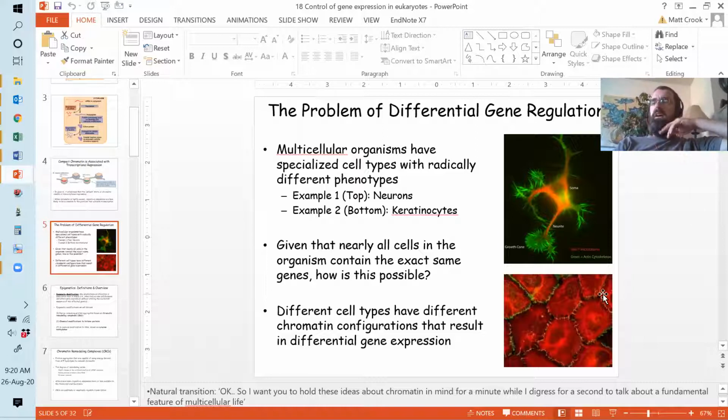Right, so these are two different cell types. This one's a neuron. These are keratinocytes, which are, I think, skin cells or skin or hair cells. Basically, they're structural cells. You could even say they're squamous, right? Which means they're flat and the edges stick together.